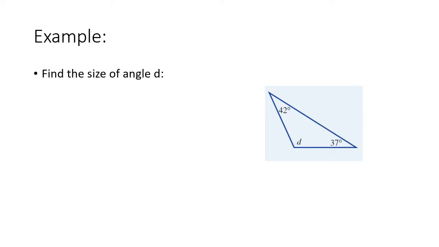So we know that the three angles in our triangle must add up to 180 degrees. So I could write that as 42 plus 37 plus D equals 180. And then I can simplify 42 plus 37, and that is going to equal 79, plus D equals 180.